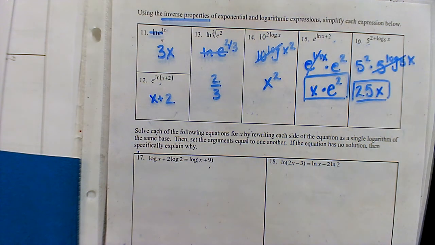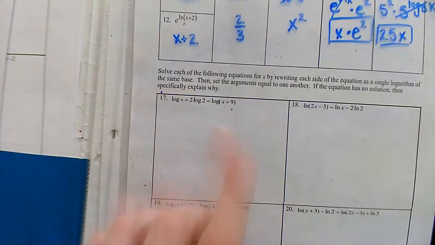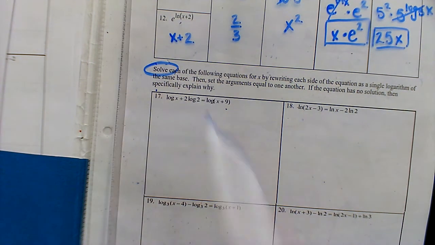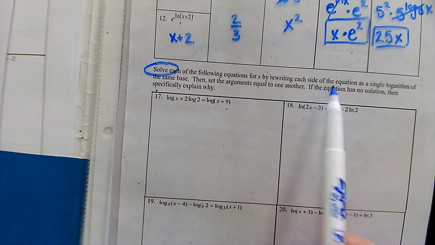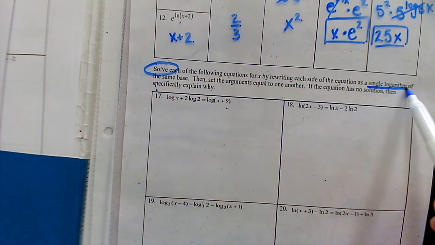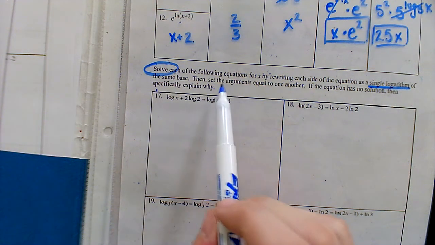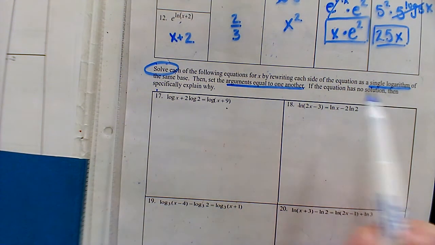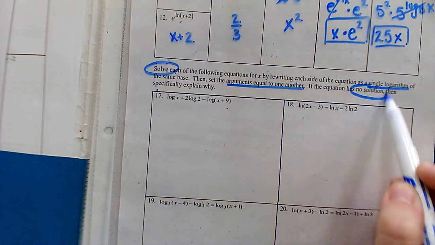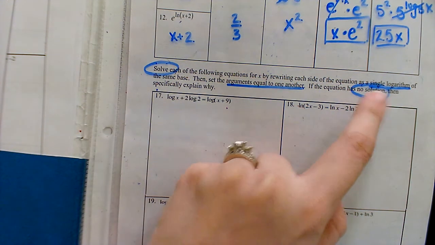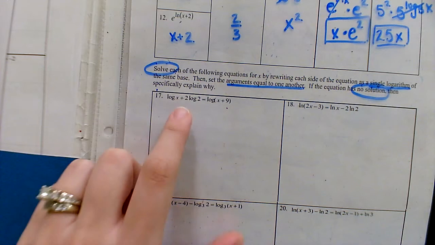All right, so we're going to try to bring all these different properties together, and we're officially going to start solving log equations. Okay, we'll eventually amp it up in the next section, but these again are kind of intro ones. So solve each of the following by rewriting each side of the equation as a single log. So that means we're going to have to utilize some properties to condense it. Then set the arguments equal to each other. If the equation has no solution, then specifically explain why. Okay, we'll get there in a second. But let's just first start off with the idea of using our properties to condense these logs.